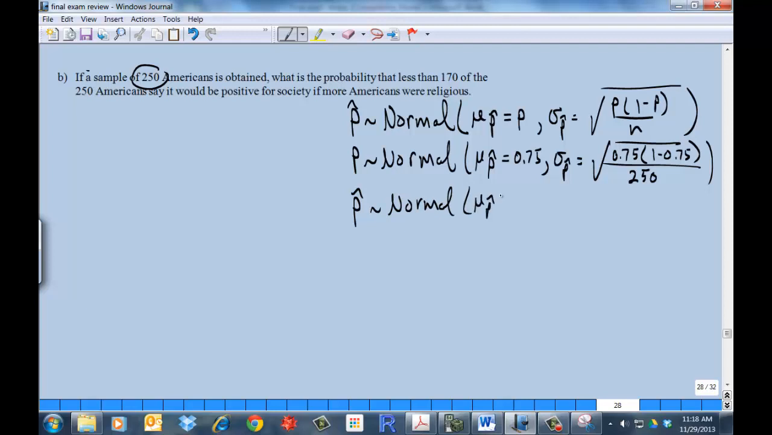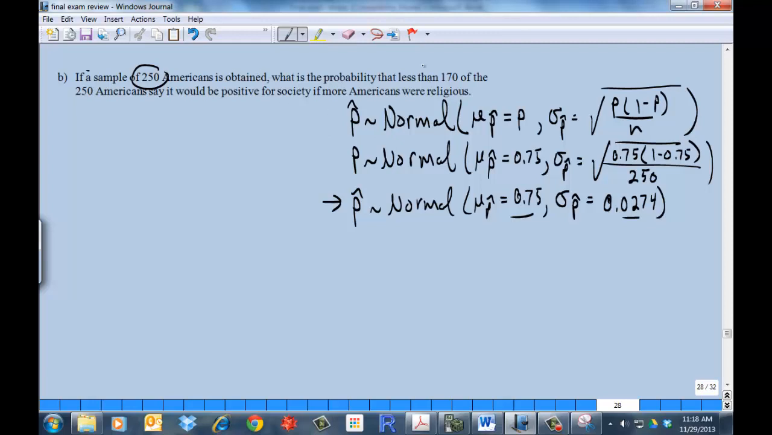So mu p hat is equal to p, the population proportion. And let's go ahead and get a decimal for this because we're going to have to use it in just a second. So I got something like 0.0274 for this. Okay, and this non-standard random variable follows a normal distribution with the mean of this, standard deviation of this. Now, let's go back and see what the question is asking now that we've described the distribution.